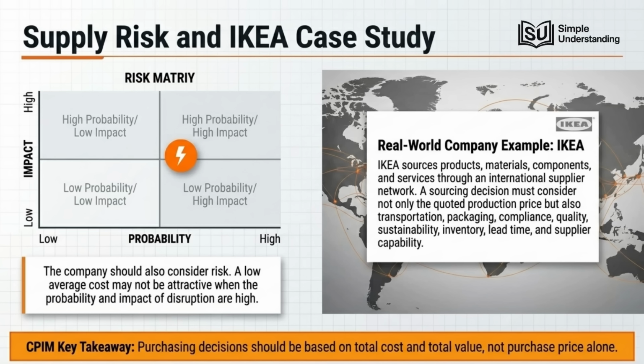Real-world company example. IKEA. IKEA sources products, materials, components, and services through an international supplier network. A sourcing decision must consider not only the quoted production price, but also transportation, packaging, compliance, quality, sustainability, inventory, lead time, and supplier capability. CPIM key takeaway. Purchasing decisions should be based on total cost and total value, not purchase price alone.